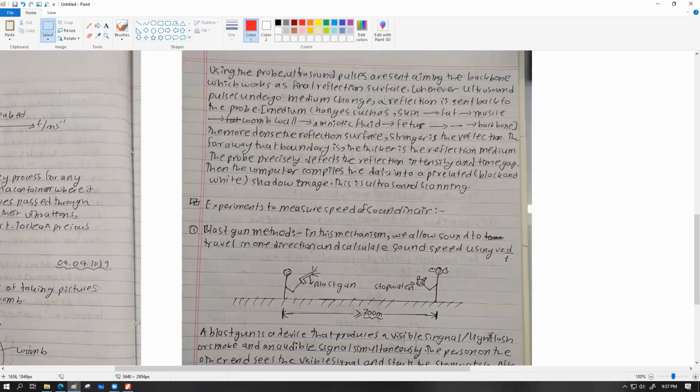The probe precisely detects the reflection intensity and time gap. Then the computer compiles the data in a pixelated background, black and white. It is a pixelated shadow image. This is the ultrasound scanning. বুঝা গেছে কি প্রসেসটা? Yes, sir. Okay. ঠিক আছে, I really appreciate your understanding.